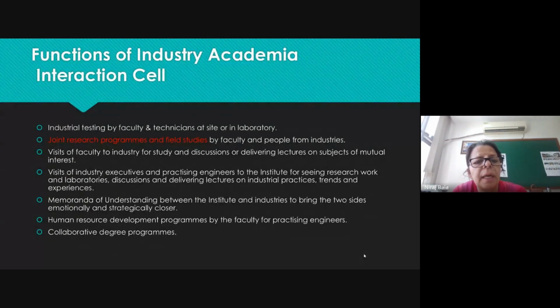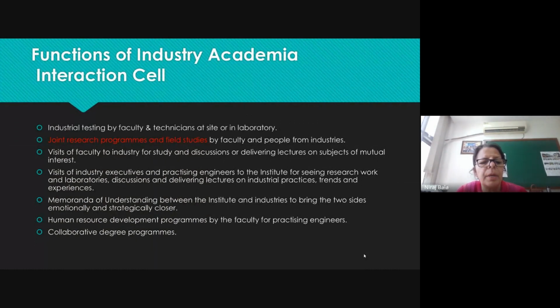They can also help in visits of faculty to industry for study, discussions, or delivering lectures on subjects of mutual interest, and visits of industry executives and practicing engineers to the institute for seeing research work and laboratories, for discussions, and for delivering lectures. Like ma'am just told us that they have MOUs. Very correctly told by ma'am, we can have MOUs. All institutes have MOUs. In NAAC, there are certain marks if you have an MOU between institute and industries to bring the two sides closer. But the only problem with an MOU is that the signing is there, but later on one forgets that we have an MOU. Like ma'am said, it should be active. That means you must be doing certain activities under that MOU so that it is active. There can also be human resource development programs by faculty, and programs like we discussed for curriculum delivery also.